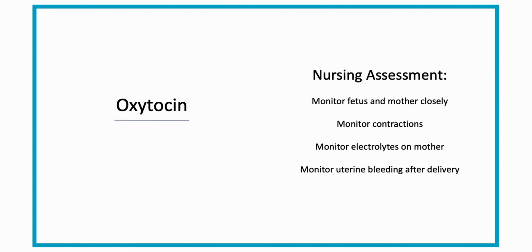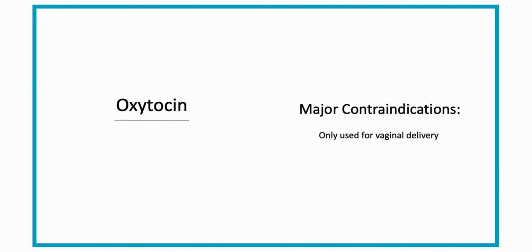Monitor contractions for frequency, duration, strength, and fetal tolerance throughout administration. Monitor the mother's electrolyte levels, especially sodium and chloride, because it can cause hyponatremia or hypochloremia. Monitor uterine bleeding after the expulsion of the placenta. Major contraindications for oxytocin is that it should be used only if a vaginal delivery is possible and expected.